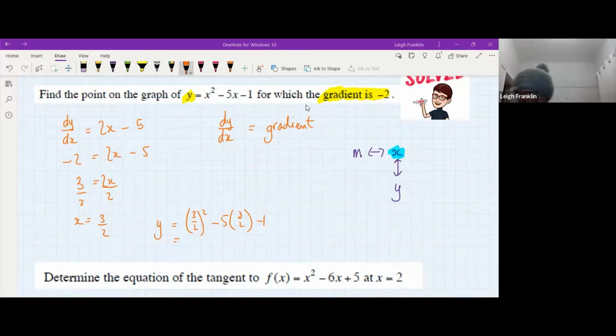Absolutely. I don't have a calculator with me. It wasn't very well organized. I could work this out in my head. Can someone work this out for us, please? What would you get if you had 3 over 2 squared minus 5 times 3 over 2 minus 1, please?